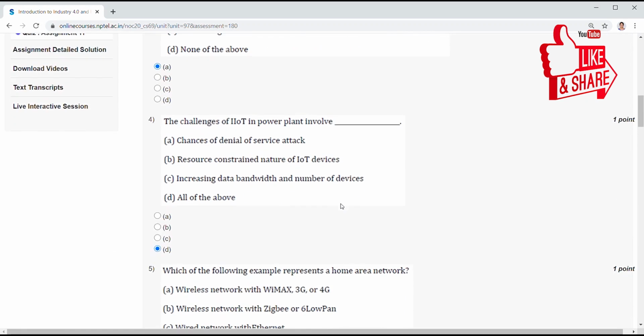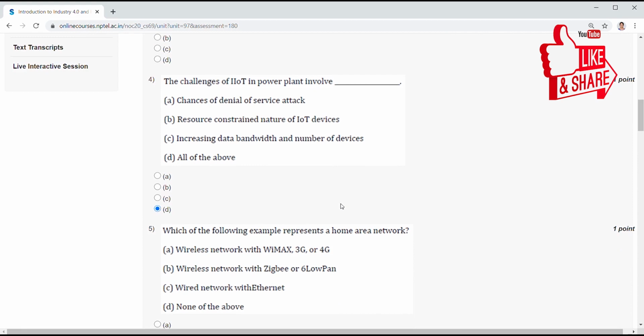Coming to the fourth question, the challenges of IoT in power plants involve: A. Chances of denial of service attack, B. Resource constrained nature of IoT devices, C. Increasing data bandwidth and number of devices, D. All of the above. And the right answer is D.